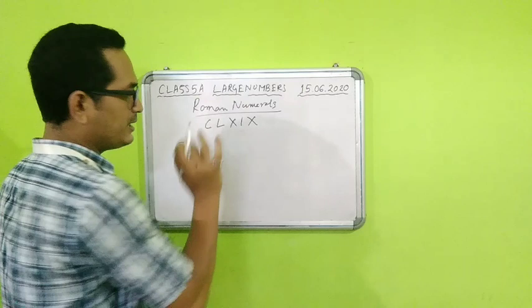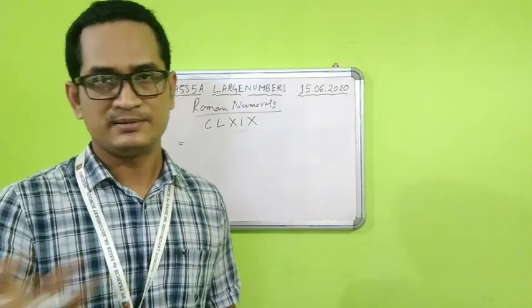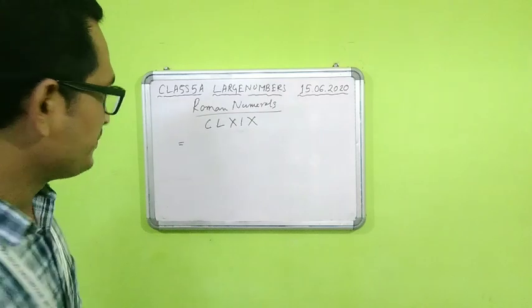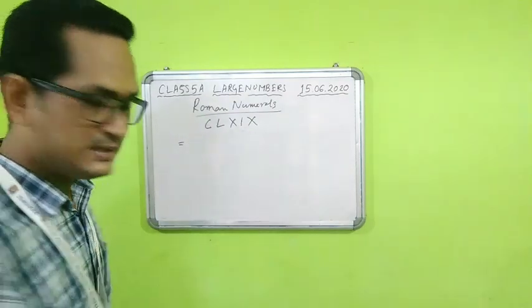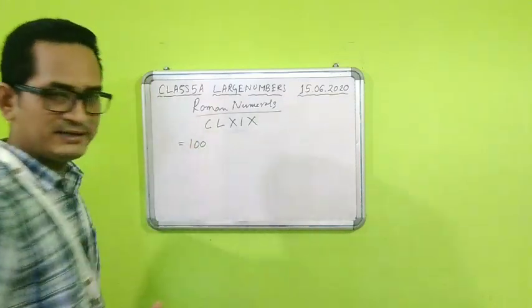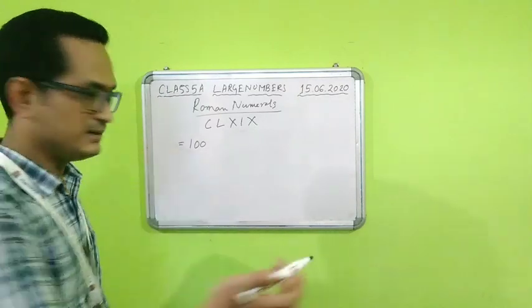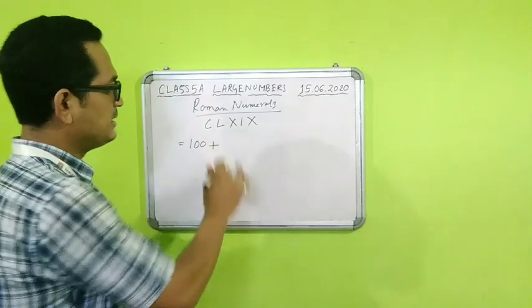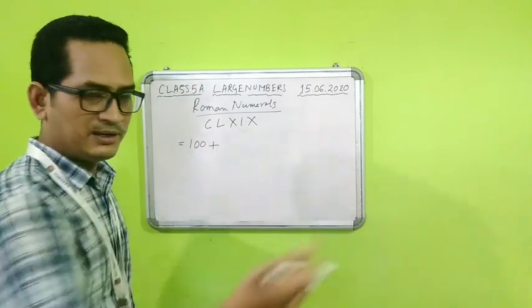CLXIX. So I need to write down this number in the Hindu-Arabic numeral system. That is a normal number. So C means what? C means 100. So that means C will be 100, and it is on the left hand side, so obviously there is no greater value on the right hand side. So it will be added. So 100 plus LX.